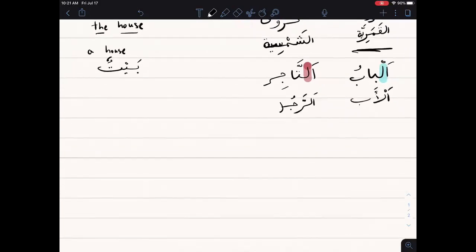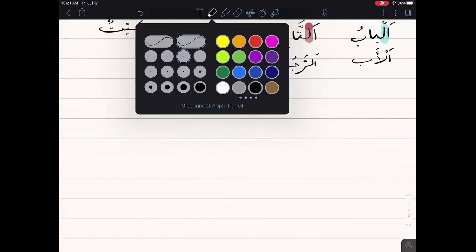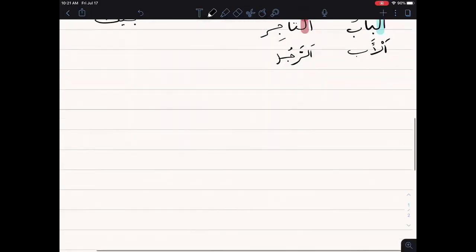Remember why I was saying that we have to know whether or not a noun is definite or indefinite. In the Arabic language, it is super important because I just mentioned a little bit in the beginning, you have two words.